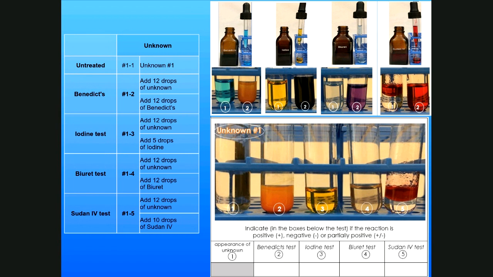So I'm going to put this into the pen, and hopefully I can write this. You see the Benedict's test up here, right? This is your Benedict's test, and this is your negative, and this is your positive. So the Benedict's test would be a positive test. Now on the iodine test, because the black would be the positive, it looks like a negative test. The biuret test looks like it's a negative, because the positive would be purple. And the Sudan 4, you have 2 layers, so that would be a negative test.